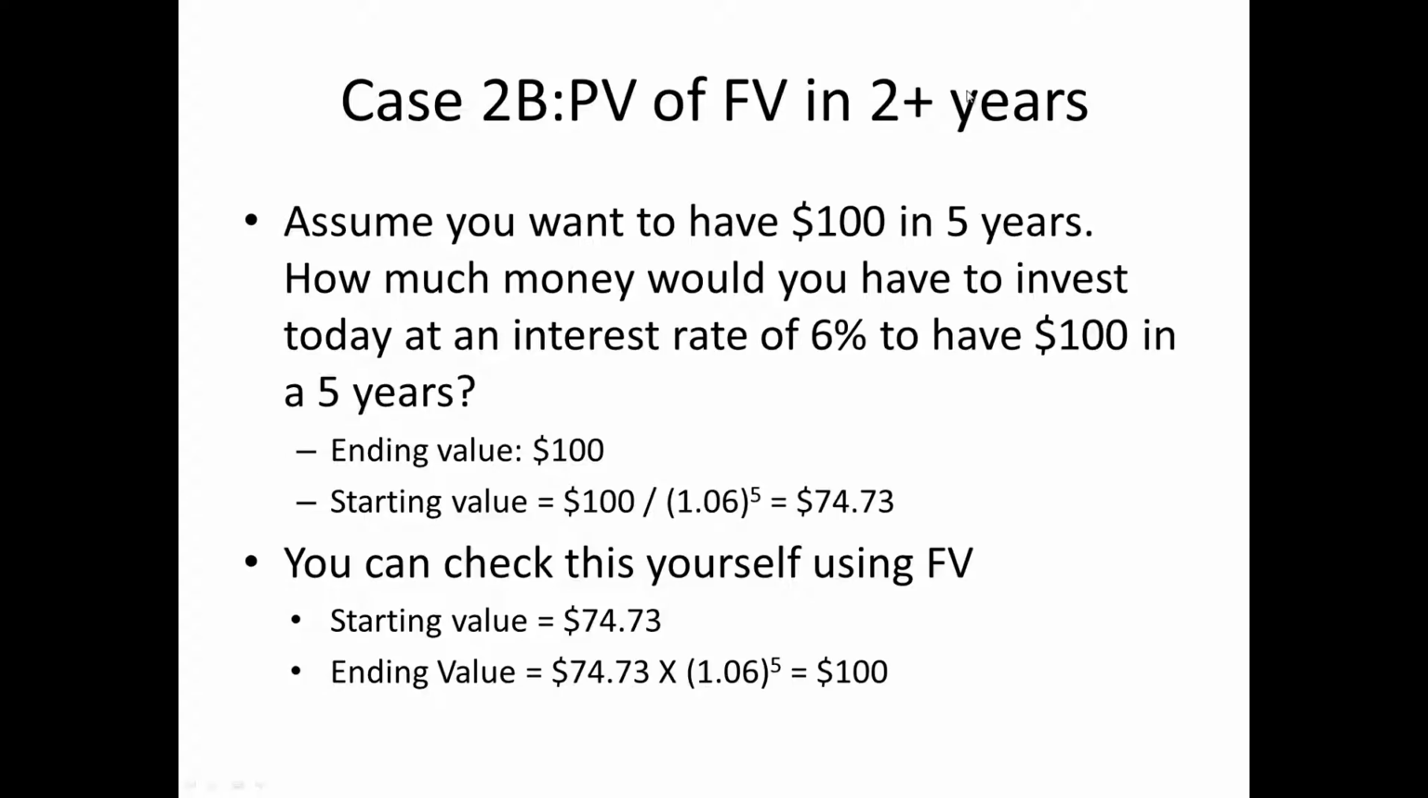Well, what if you extend this out to beyond 2 years? Guess what? Nothing changes about what we learned before in terms of our general formula. So if we want to have $100 in 5 years, how much do we need to put in today at 6%? Ending value is $100. Divide it by 1 plus the interest rate, raised to 5 years. We need $74.73 today. You could just use your more general future value formula that we learned last time to take the 74.73 and figure out, based on the interest rate, how much it will be worth in 5 years, and it would be the $100.